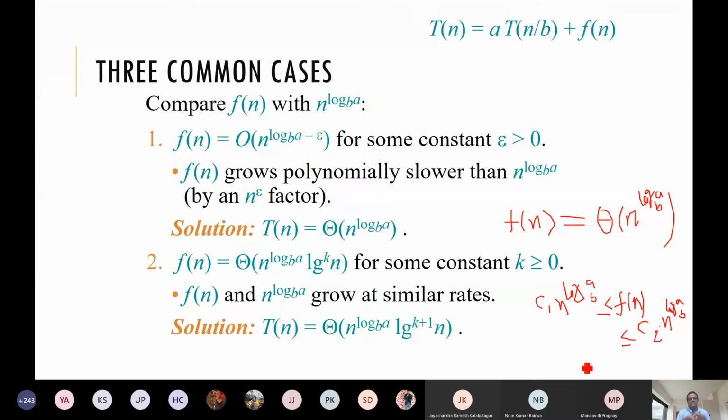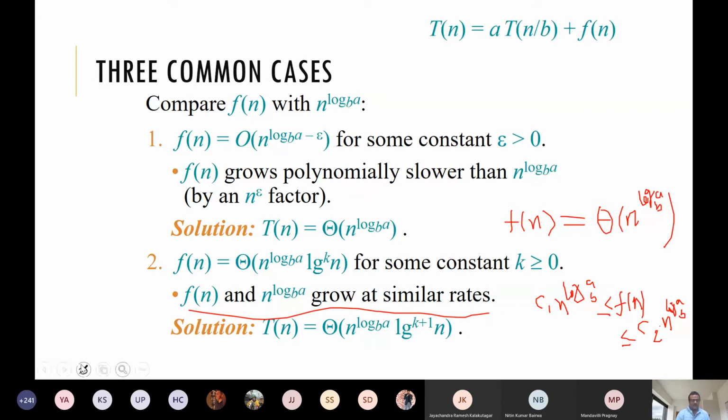That means their growth is similar. They have the same growth. fn is bounded on both sides by n to the power log a base b, so they are basically similar or the same in growth. So fn and n to the power log a base b are of similar growth or similar rate.